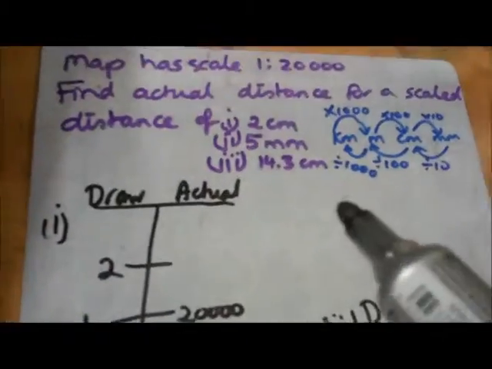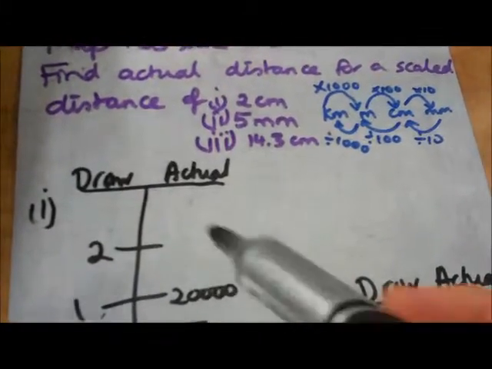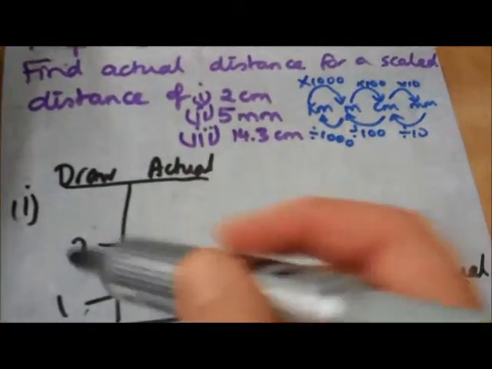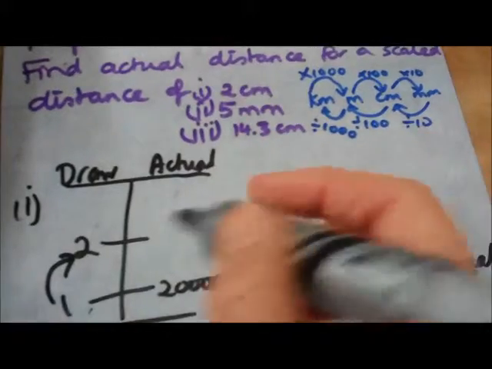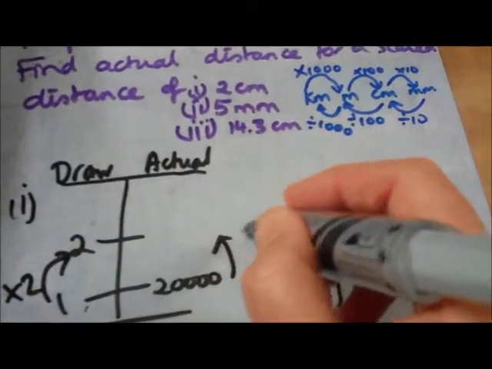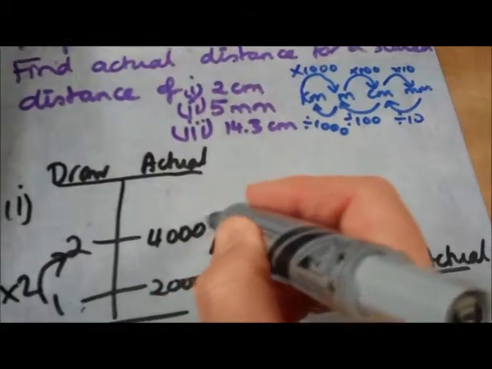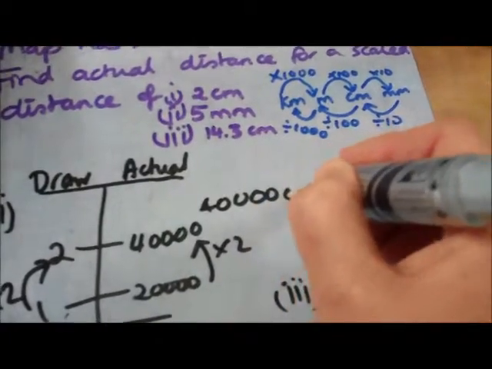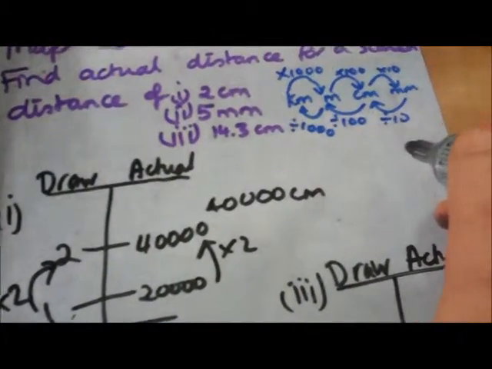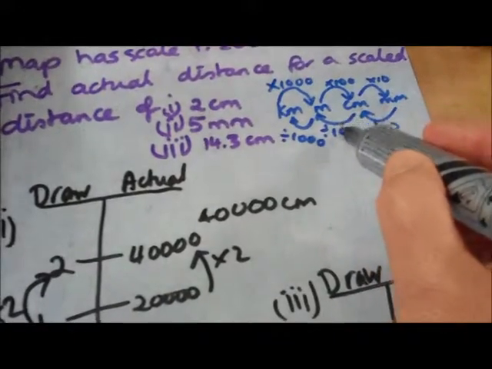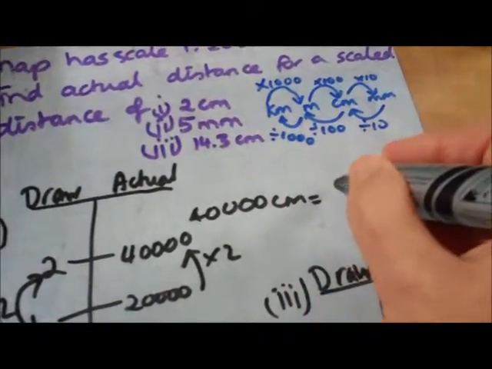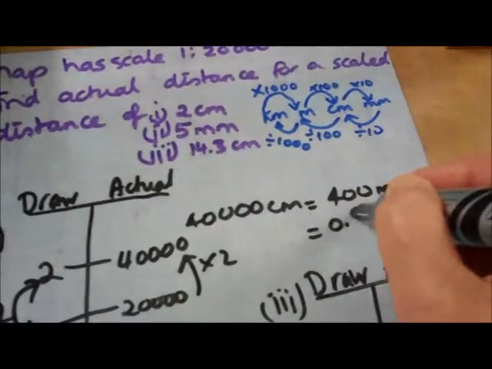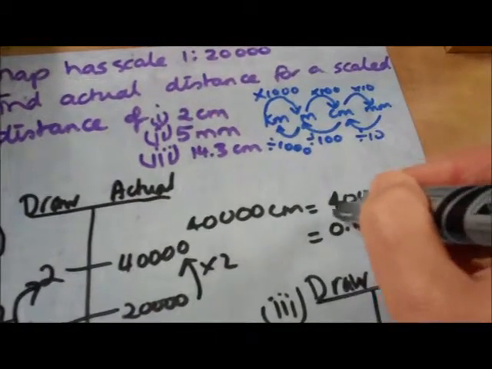Let's have a look. If I've got 1 to 20,000, so on the drawing 1, actual 20,000, and if I want to know what 2 is, what did I do to go from 1 to 2? I've times by 2, and if I times by 2 here, I will get 40,000. But 40,000 centimetres is not really a practical unit, is it? So I could do centimetres to metres and divide by 100. If I did that, I would get 400 metres. And if I divide that by 1,000, I'd get 0.4 kilometres.